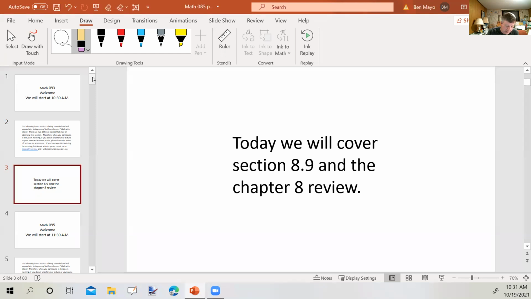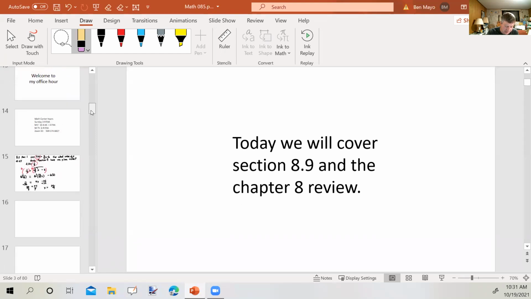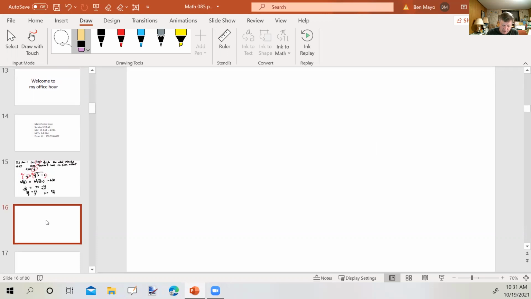So let's go ahead and get started on the last section of this chapter, which is, again, section 8.9, which is called variation. All right, there are three types of variation that we're going to look at today. Each one has its own formula. We'll look at the formulas and then examples of each.